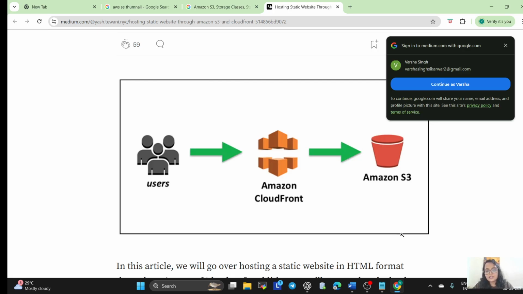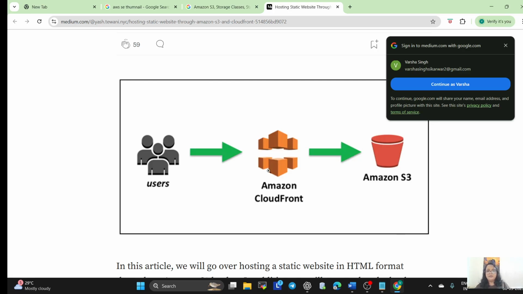So, we'll first understand what S3 is, and then we'll go through its different stages, classes, and real-time use cases. After that, I'll show you how we can use S3 for hosting a static website, and finally, how Amazon CloudFront helps us deliver our content faster and more securely across the globe. So let's begin with the basics of what exactly S3 is.